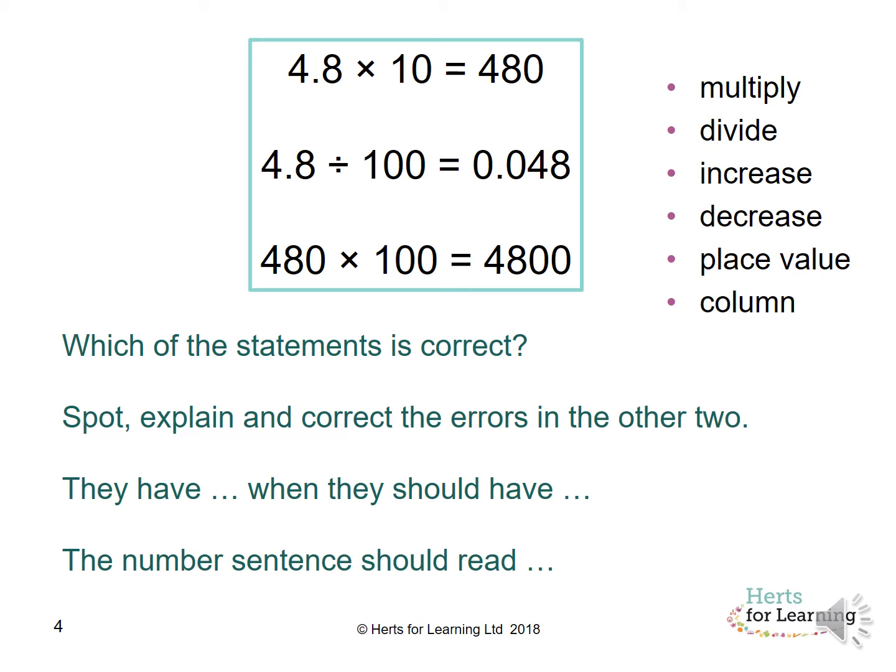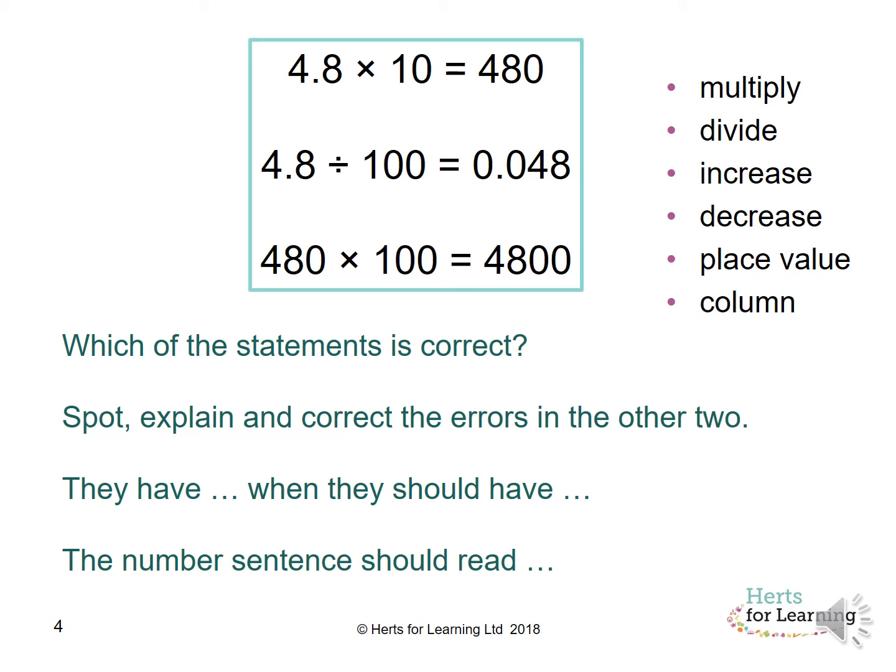Which is correct is 4.8 divided by 100. You have decreased the number by moving it 2 digits to the right. The reason why you know it's moving 2 is because it's divided by 100. We've got 2 zeros there. It's always a good way of looking at it. So this is the correct statement. The incorrect are the other 2.